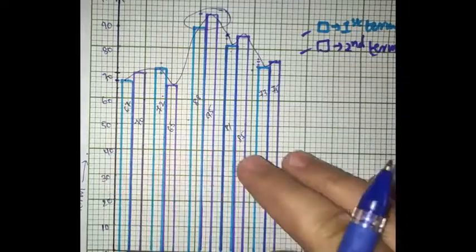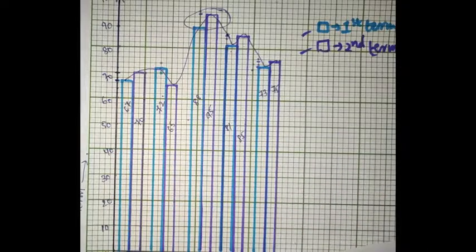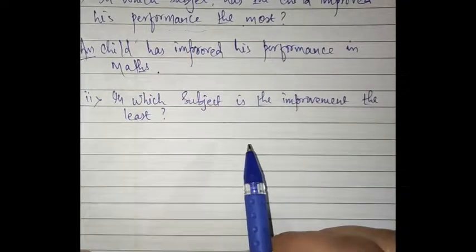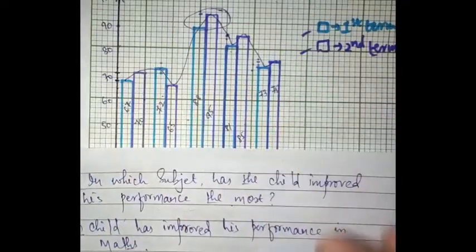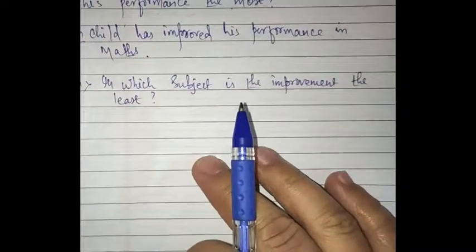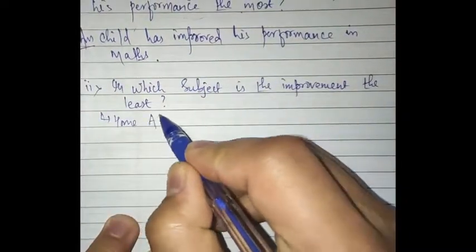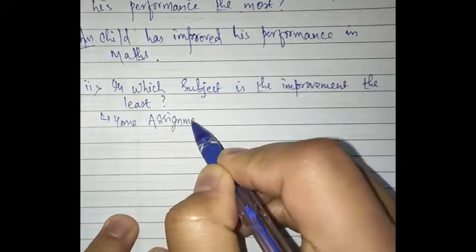Okay, so our next question is, in which subject is the improvement least? So looking at this double bar graph, you have to answer this question. Okay, so this will be a home assignment. Let you people try this. Okay, this is very important.